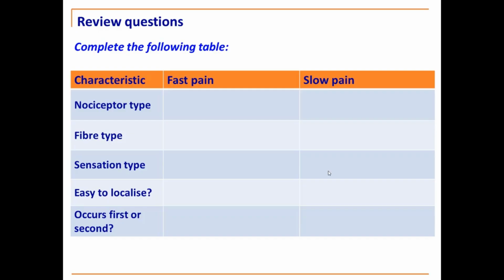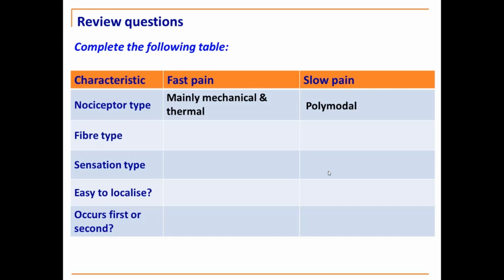Okay, so fast pain. What's the nociceptor type? What's it respond to? Well, it's mainly mechanical and thermal stimuli when we're thinking about that fast pain. And then you've got your slow pain. Obviously, this is polymodal, and it's responding to everything. So it responds to mechanical, it responds to thermal, but also those chemicals. Remember the chemicals like the bradykinins, etc., that are released from damaged tissue.